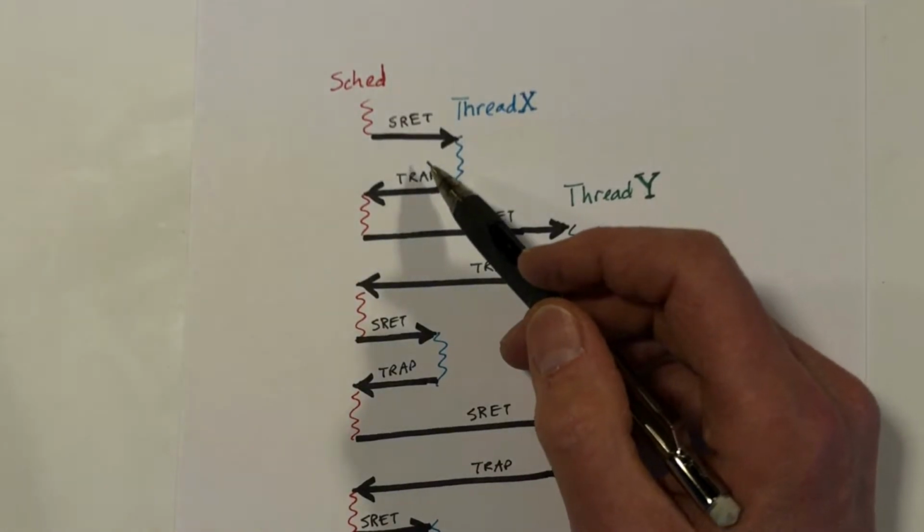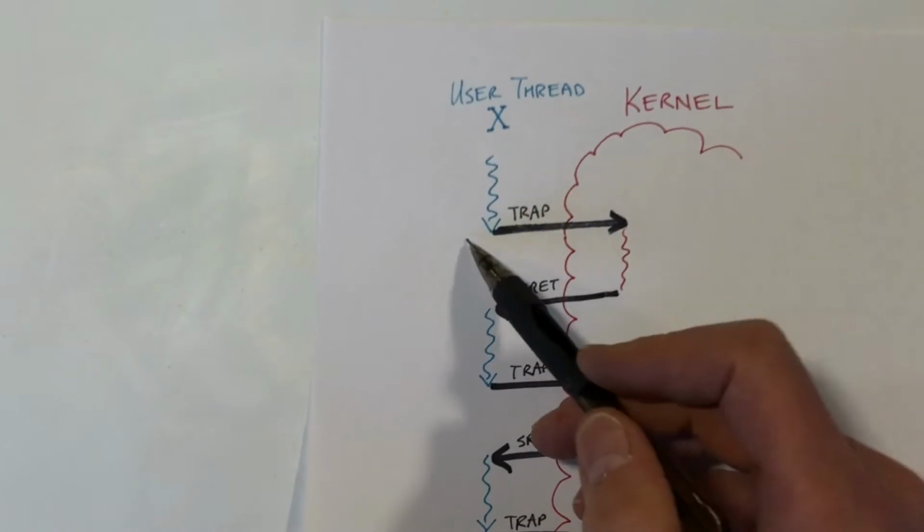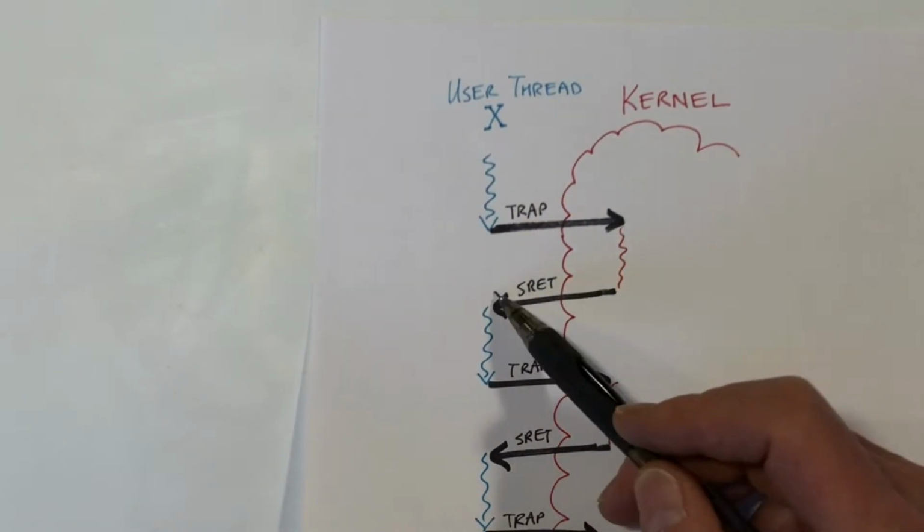Now I want to look at a little bit what happens when the trap occurs. Let's go back to this diagram. When the trap occurs, the kernel executes, and then there's a system return.